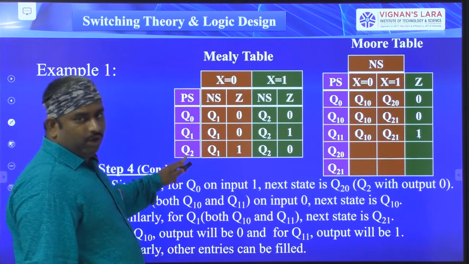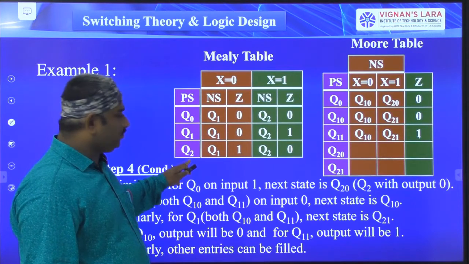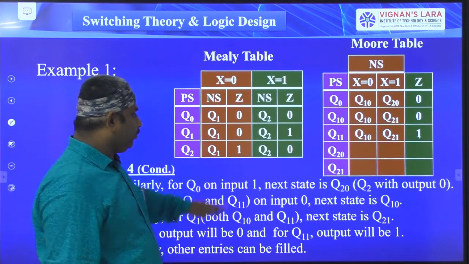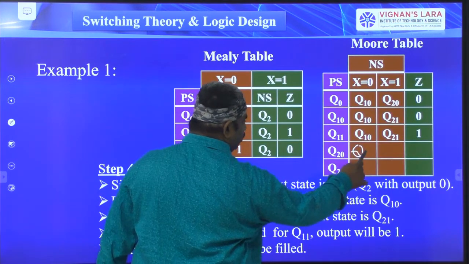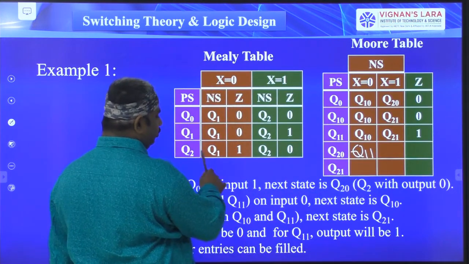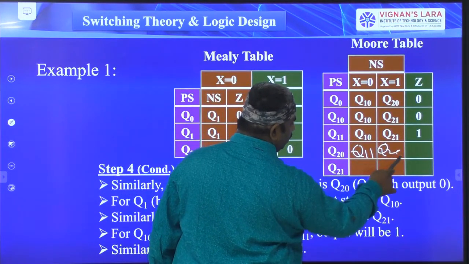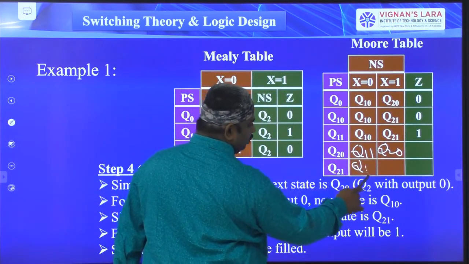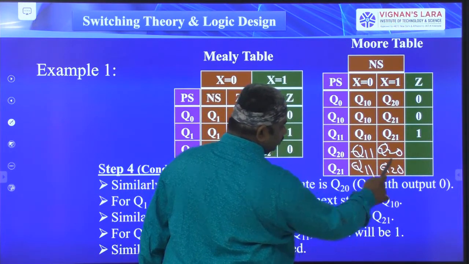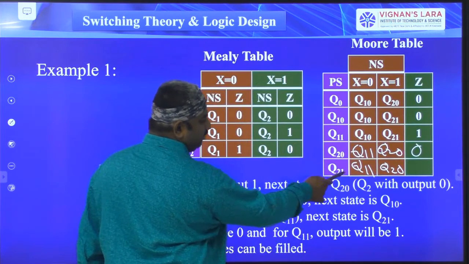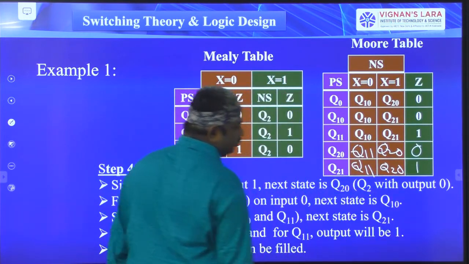Next, similarly, you have to do the same operation for Q2. Q2 is the present state. The next state is Q1 with output 1, so you have to write Q1 1. And Q2 is the next state with output 0, so you write Q2 0. Now this is Q1 1 and this is Q2 0. For the Q2 state with output 0, write 0 here. Q2 state with output 1, Q2 1. That is what we have written here.